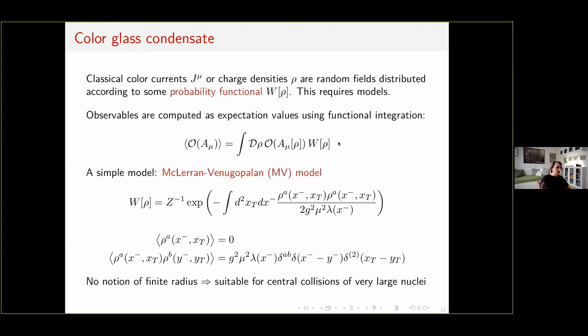A simple example, and also one of the earliest of these CGC models, is the McLerran-Venugopalan model, which is basically just a Gaussian probability functional I've given here. But you can also look at it in terms of the one- and two-point functions. The one-point function of the charge density just vanishes, which tells you that the current of the nucleus overall is color neutral. And the two-point function tells you something about the distribution of the color charge. So here it's just a delta function.